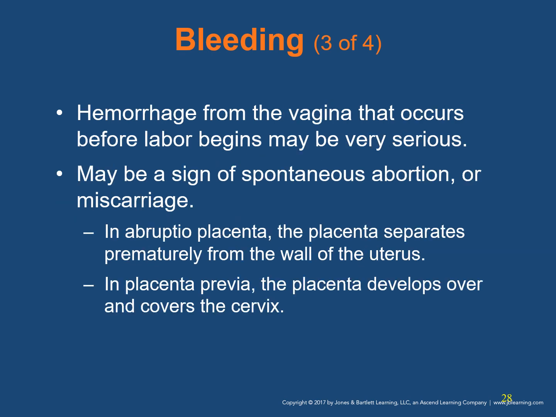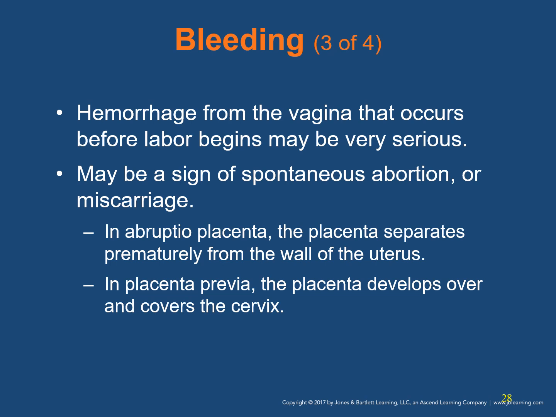Hemorrhage from the vagina that occurs before labor begins may be very serious. Call for ALS backup. In early pregnancy, it may be a sign of a spontaneous abortion or miscarriage. In the late stages of pregnancy, vaginal hemorrhage may indicate a serious condition involving the placenta.